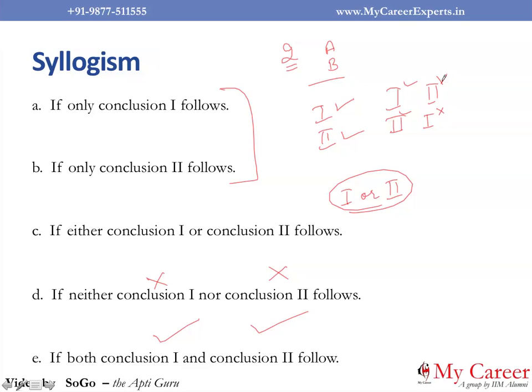It is quite different from option number 3, which says either 1 follows or 2 follows, which means if this happens, that will not happen, and if that happens, this will not happen. But one out of the two will definitely be true. Let us go to the real question now.